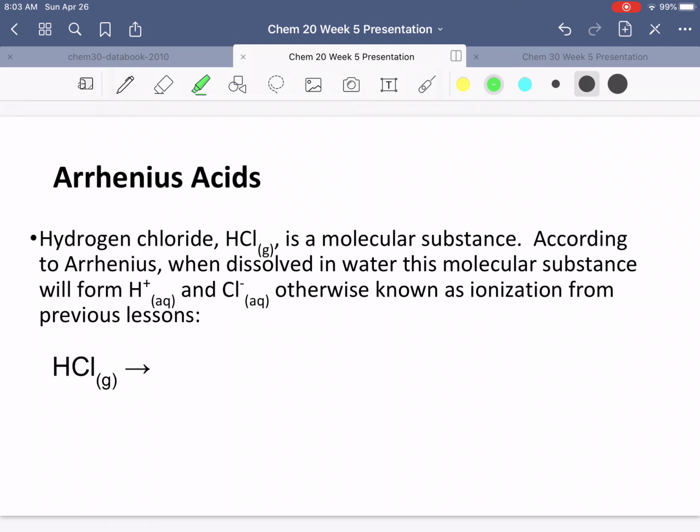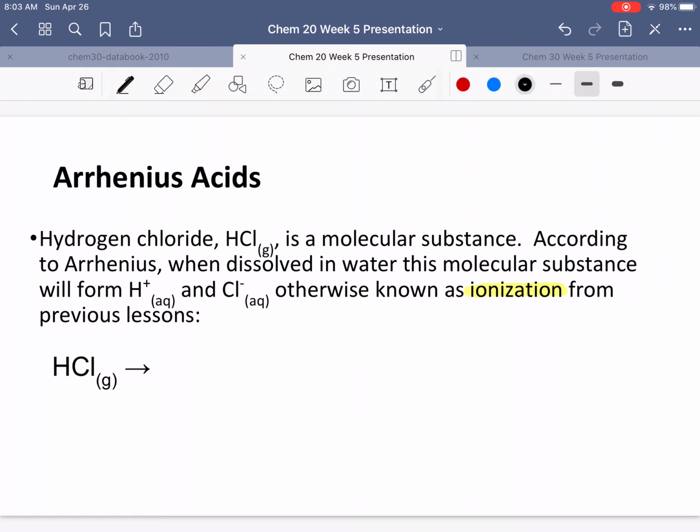Now, Arrhenius acids are doing something that is familiar to you. They're going to undergo ionization when you put them into water. So don't lose sight of these words that have been introduced to you in the last couple of weeks. And you should fill this out in your notes. You've got the HCl gas sitting there already.